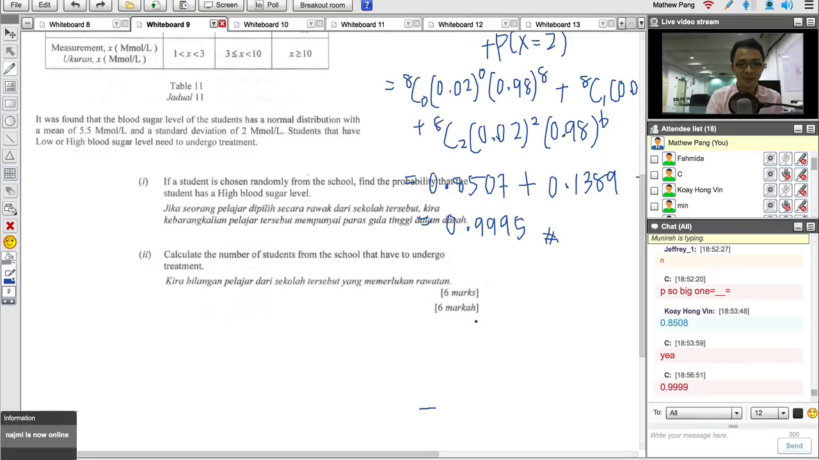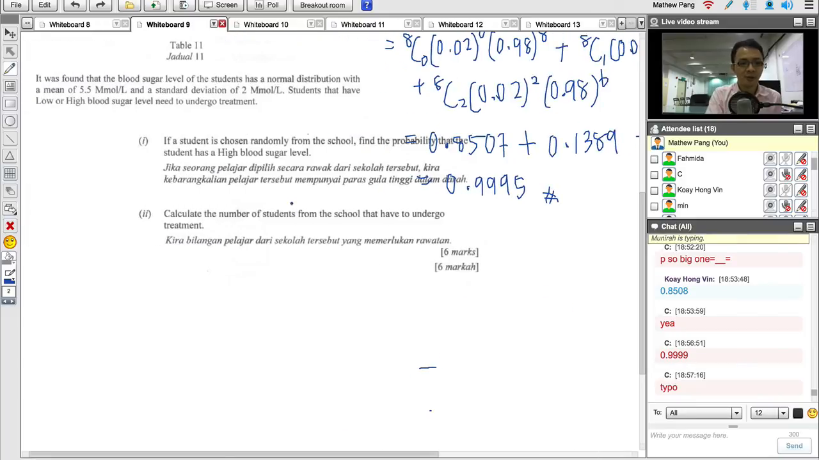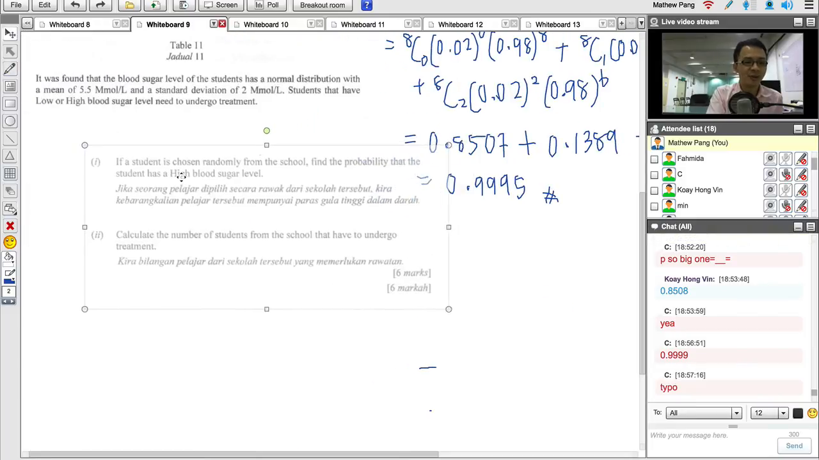What's wrong with my pen here? I think I accidentally moved the question.